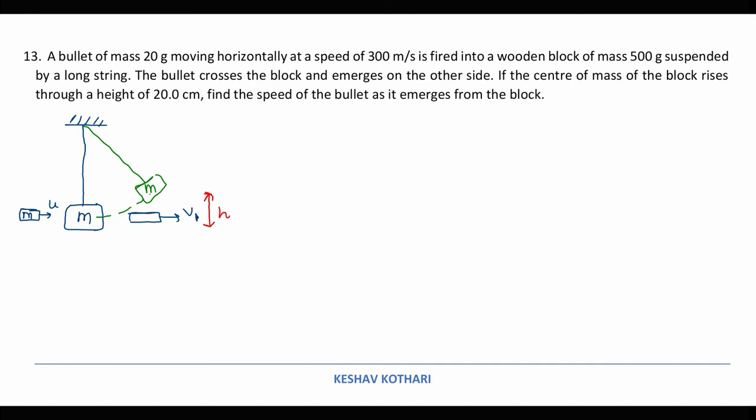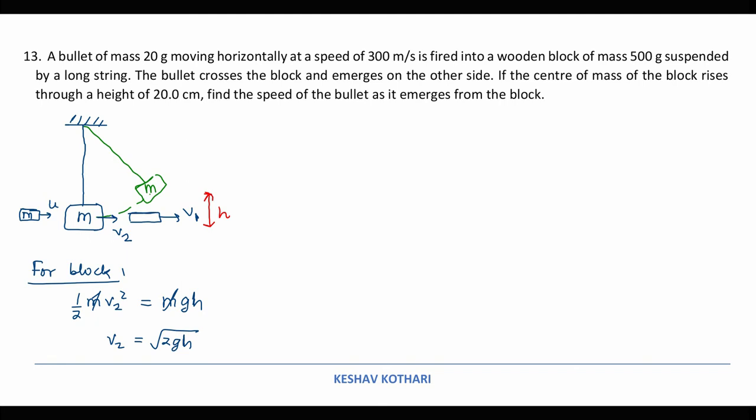So the first thing that we do over here is, if I solve for the block, we can consider that after the bullet strikes, the velocity is v2 and it rises by a height h. So considering the plane of the block as the reference level, initially the energy was in the form of kinetic energy, which is converted into mgh, and over here we can say that v2 is equal to root over 2gh. So this is the speed of the block after the bullet strikes it.